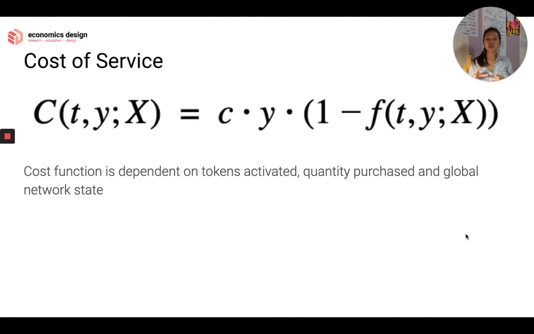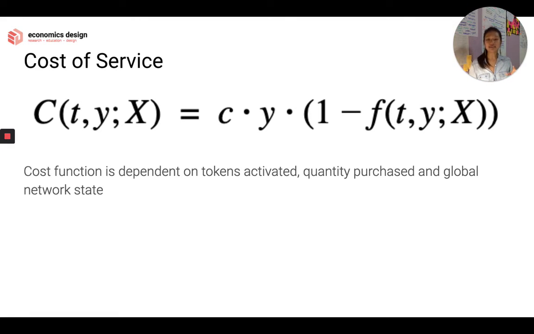So the cost of token, this is what the formula is. You've got C, Y, and T. The cost of service, C, is dependent on 2 variables, Y and T. T is the tokens activated, so how many tokens will be used, and Y is the quantity purchased. So it could be 1 if you're talking about licensing a software, or it could be like renting a space, and you can calculate Y in a different way.